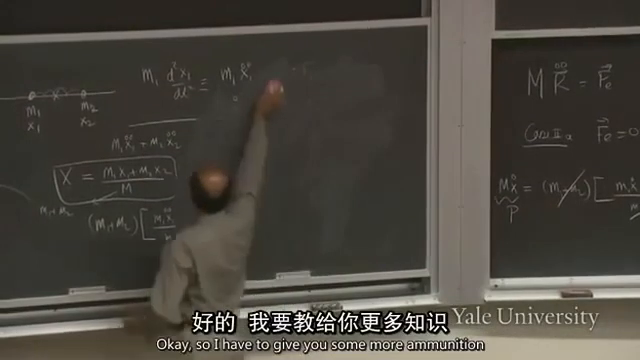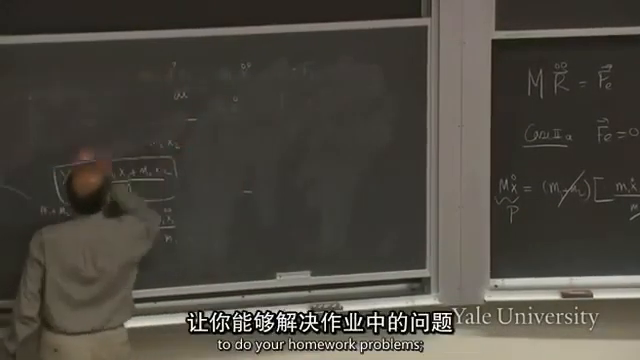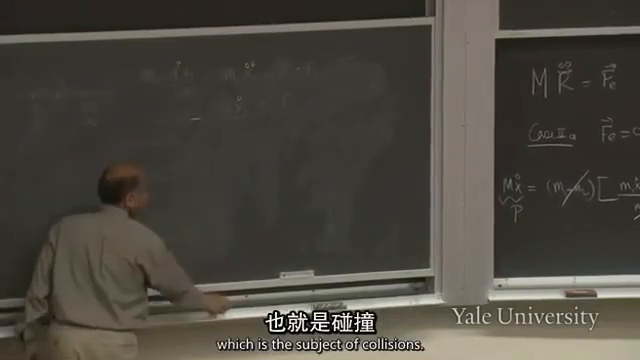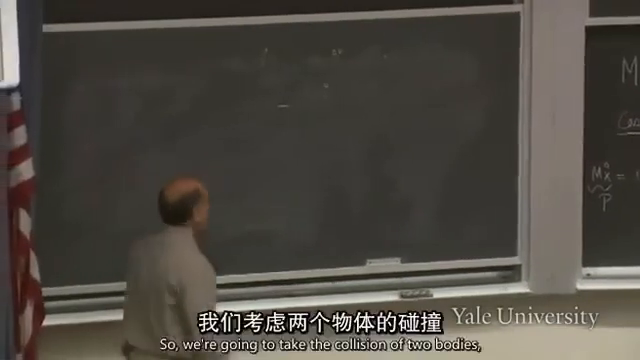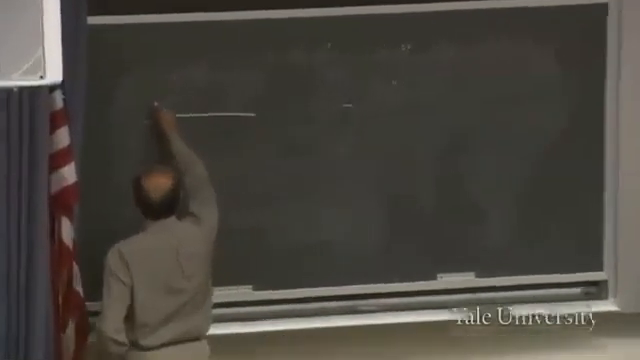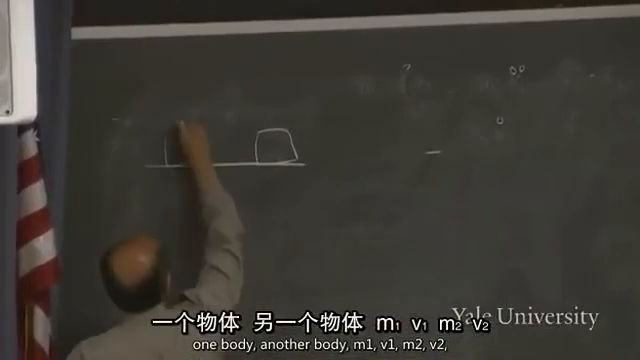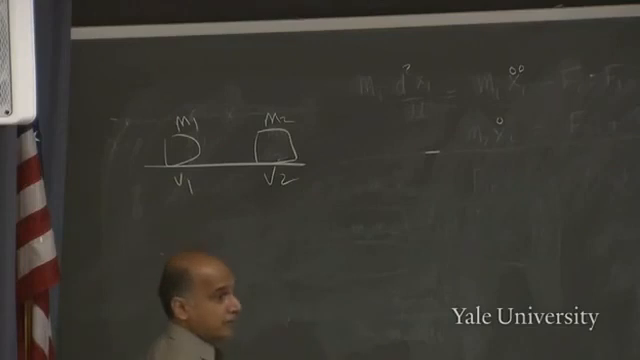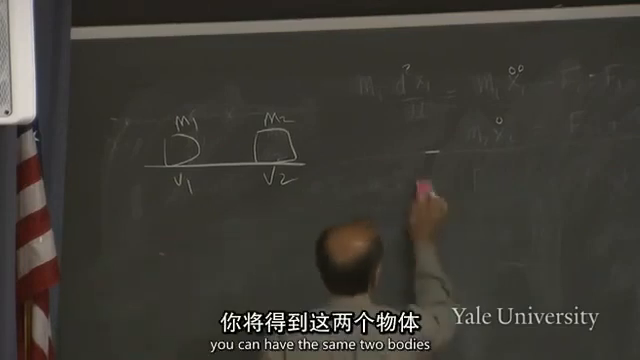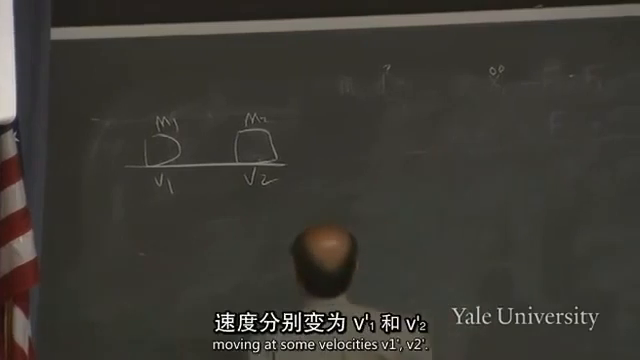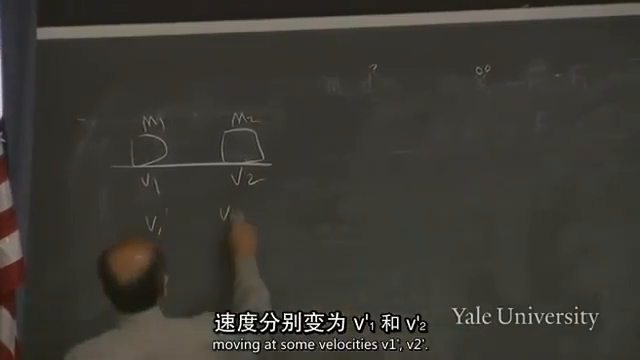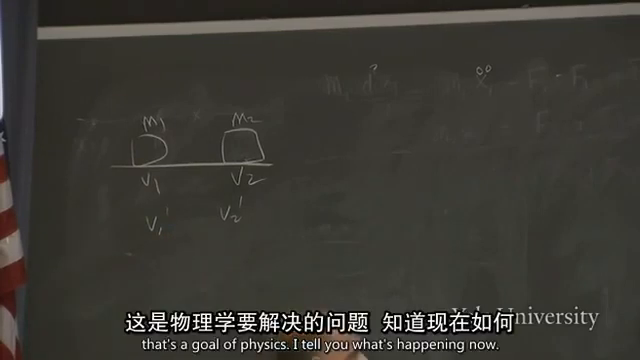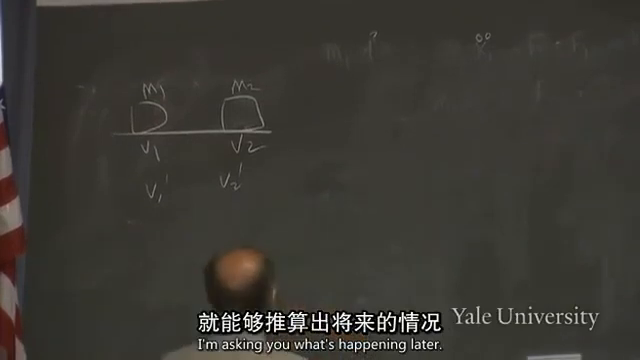Okay, so I have to give you some more ammunition to do your homework problems. So I'm going to discuss the last and final topic, which is the subject of collisions. We're going to take the collision of two bodies, one body, another body, m1, v1, m2, v2. They collide. At the end of the day, you're going to have the same two bodies moving at some velocities, v1 prime, v2 prime. Our goal is to find the final velocities. That's the goal of physics. I tell you what's happening now, I'm asking you what's happening later.